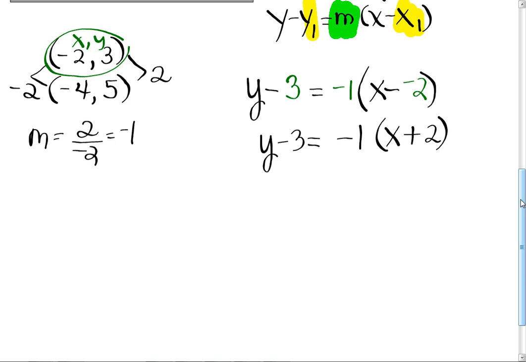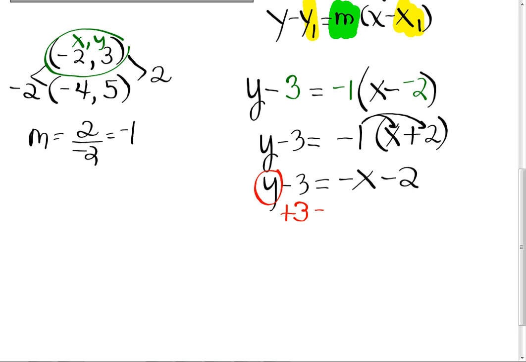Okay, now we will solve for y. So y minus 3, and we distribute. Some of you are having problems remembering to distribute the -1 all the way through. It's -1 times x and -1 times 2. So it's negative x, put the 1 in there if you want, and a -1 times a positive 2 is a -2. Now what do we have to do? I want y all by itself. Add 3. And that will give me y equals mx plus b.